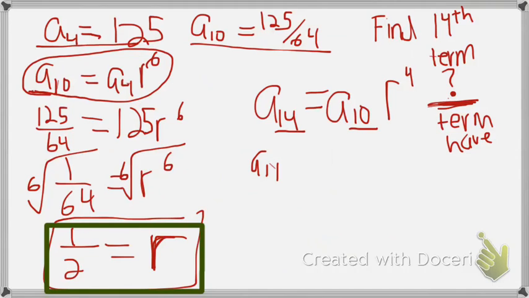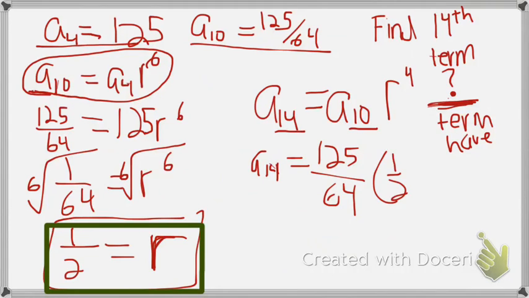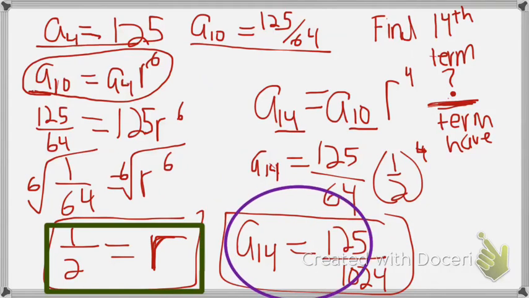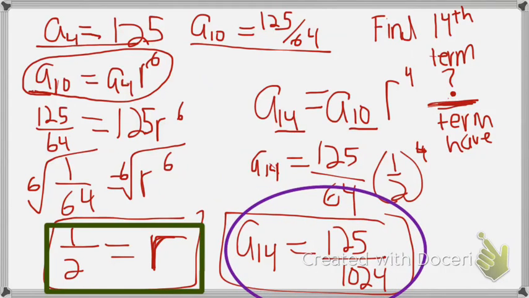So for a sub 14, we already know what a sub 10 is, and we already know what r is. So if we do 1/2 to the 4th and all that calculation, we end up getting a sub 14 equals 125 over 1024. We're done. Let's go ahead and circle our answer here. And we're done with that one.